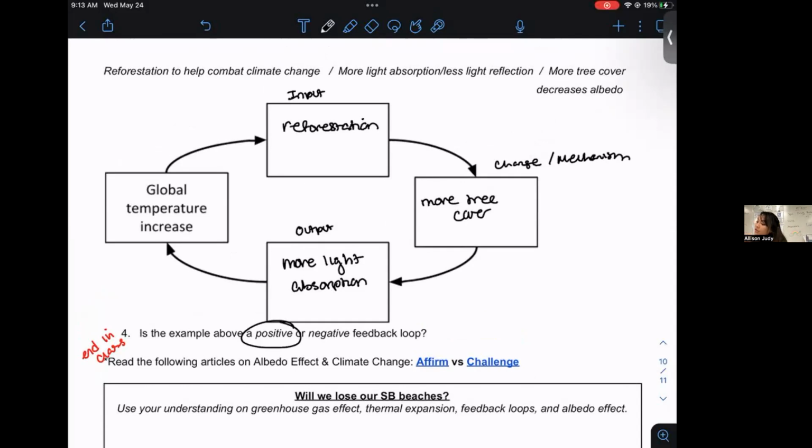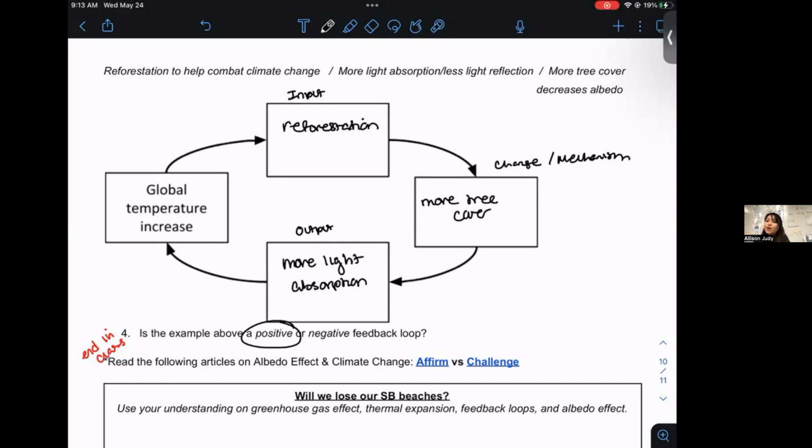When you add trees, you have lower albedo. So, okay. Yeah, you're right. Trees are great for carbon dioxide absorption, not necessarily light absorption, different.